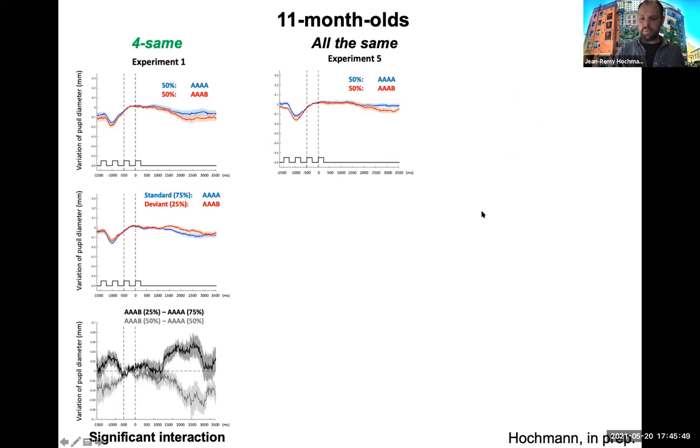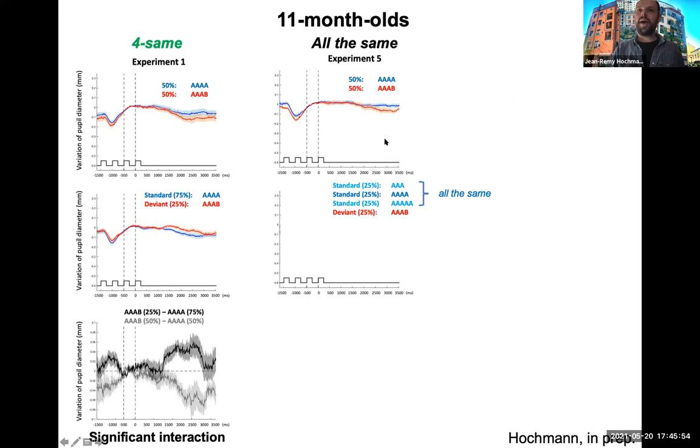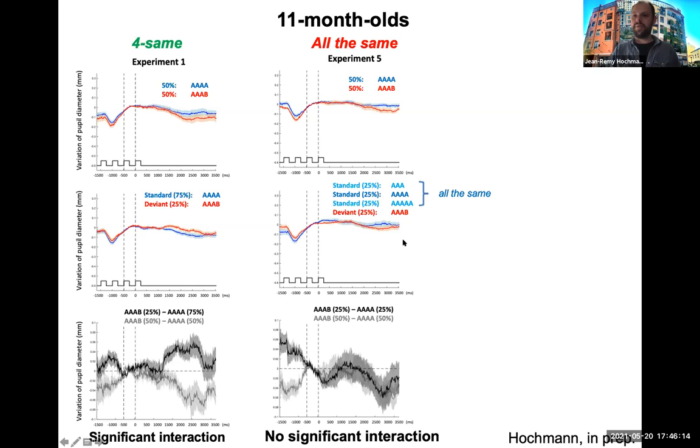Again, we replicate that there's no local effect with four syllables. And in this experiment, we vary the number of syllables. They can be either three, four, or five syllables that are always the same, and then the deviant is three same and one different. If infants are able to represent all the same, they should be surprised when they hear this. And again, we don't see any evidence for that. So that suggests that infants are not representing all the same.